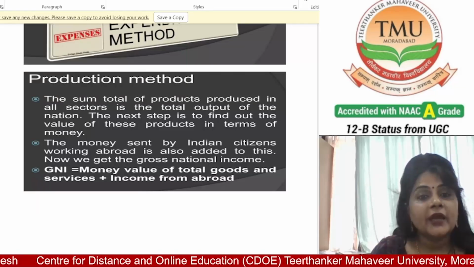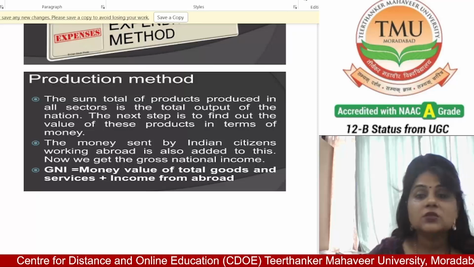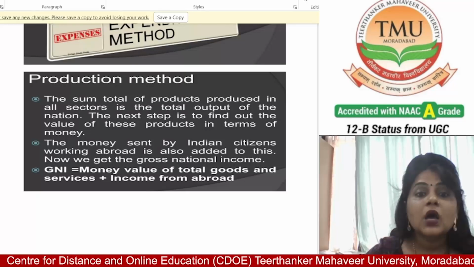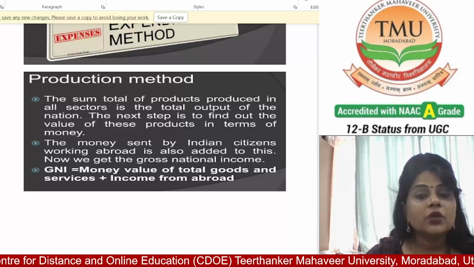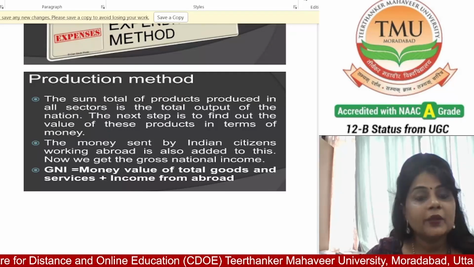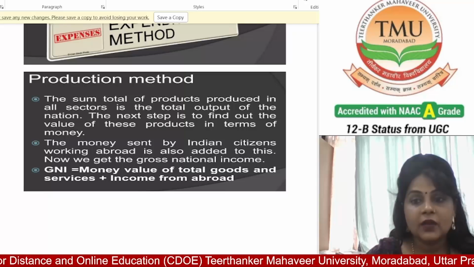Every organization adds value to the product which it buys from other firms as intermediate goods. The sum total of value added by each organization is the value of national income.